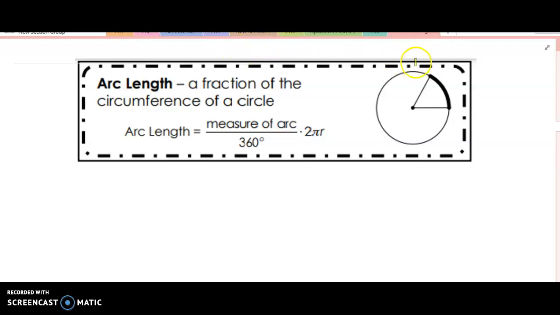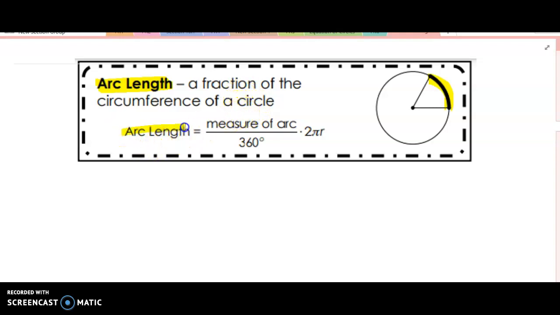All right, so before we talked about circumference, which is all the way around the circle, but what if we only want to know a part of the outside? We don't want to know all the way around, we just want to know a piece. Well, that's when we would find the arc length. So if we just wanted a piece, we would find the arc length of this arc right here. And arc length is just a fraction of the circumference of a circle.